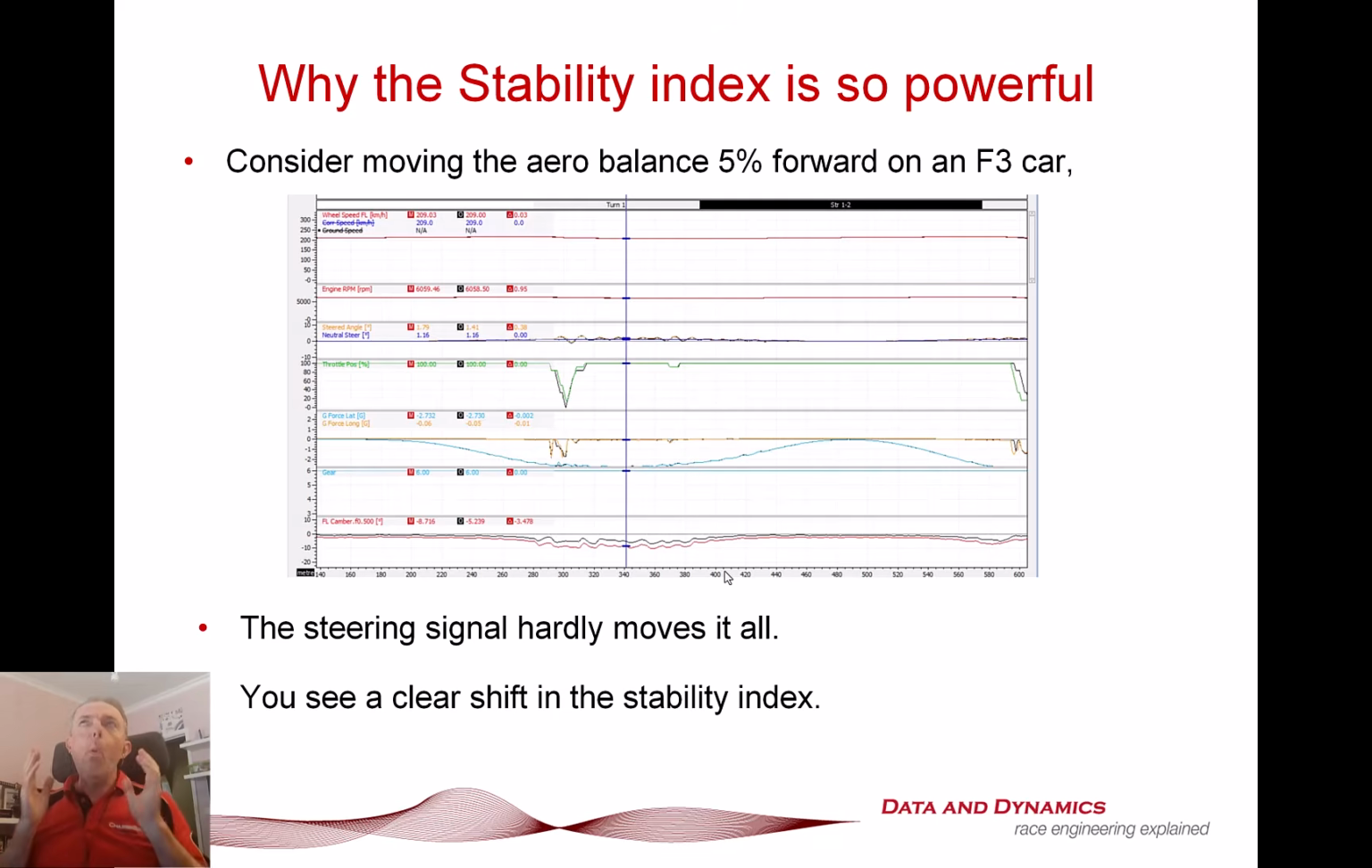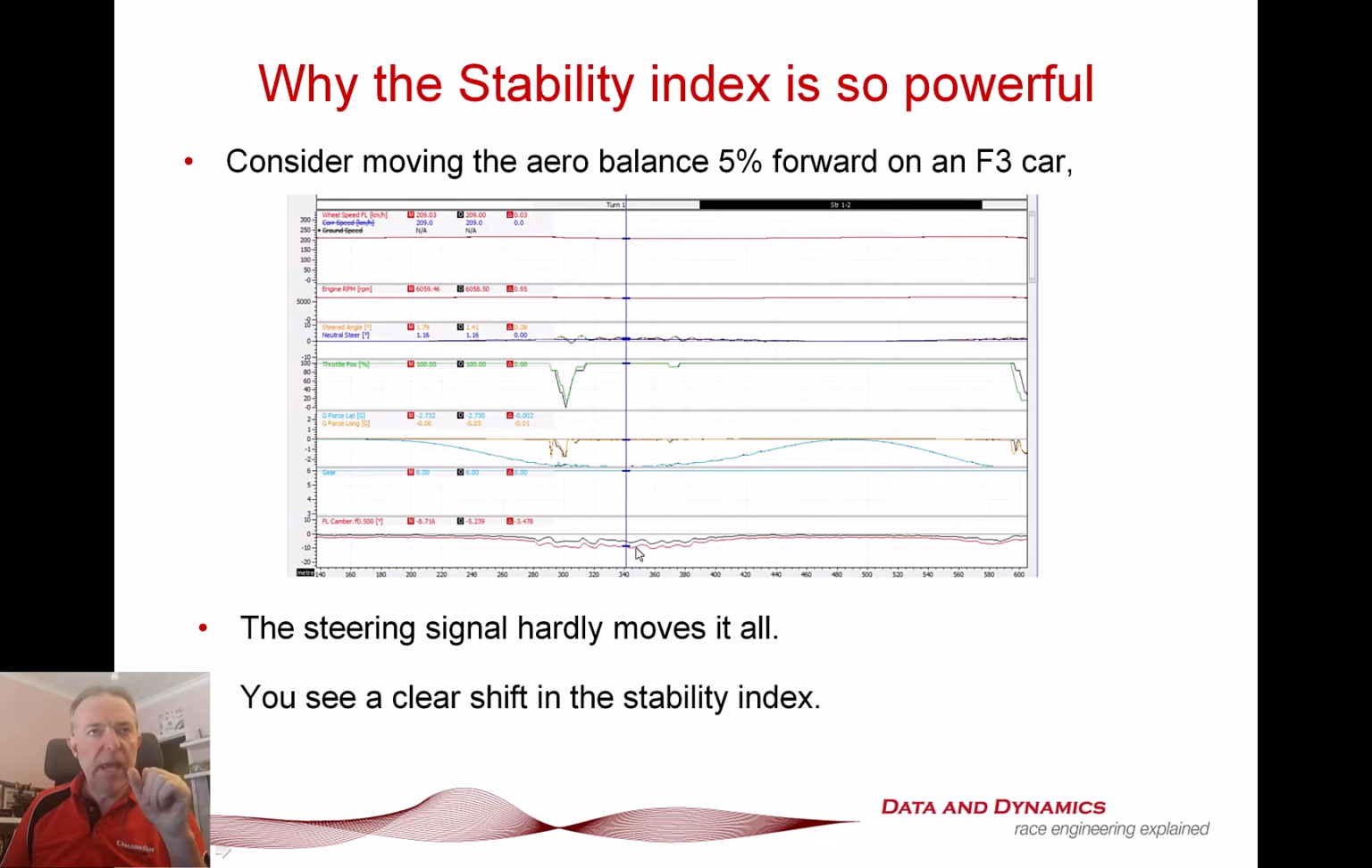So, why is the stability index so powerful? Let's consider moving the aero balance forward 5% on an F3 car. This is a simulated data trace, so granted, the steering traces aren't going to be as big for a simulated change versus an actual change. But if we take a look at the differences in steering, it's not much. You might be looking at 0.2, 0.3 of a degree.